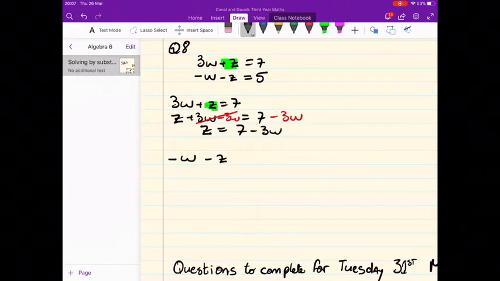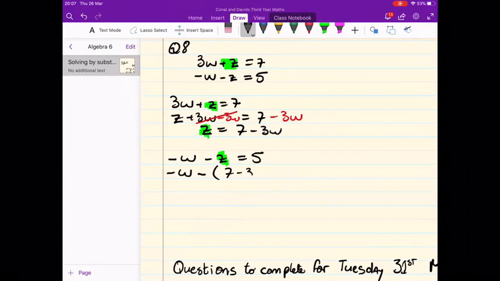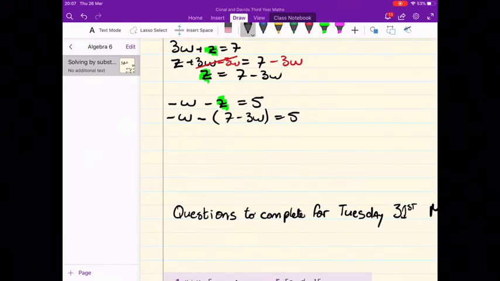Now, our next step is to take the other equation which we didn't use, which in this case was minus w minus z is equal to 5. We've isolated z. So we're going to have to take this z and replace it with 7 minus 3w. So we have minus w minus (7 minus 3w) is equal to 5. Now we have to be very careful to make sure we multiply out the bracket correctly. So our minus w won't be affected, but now we have this minus outside the bracket, which is the same as if we had a minus 1.